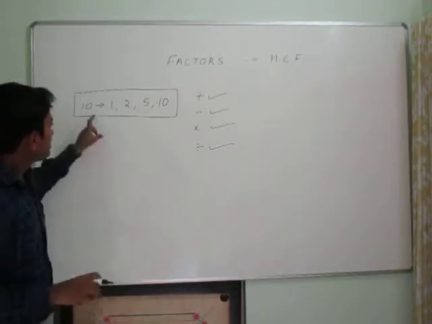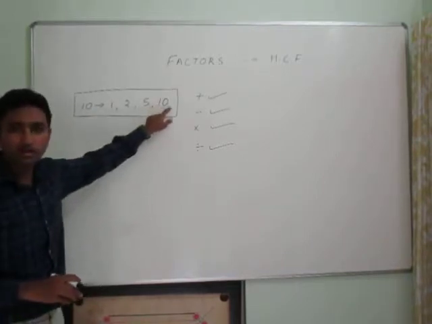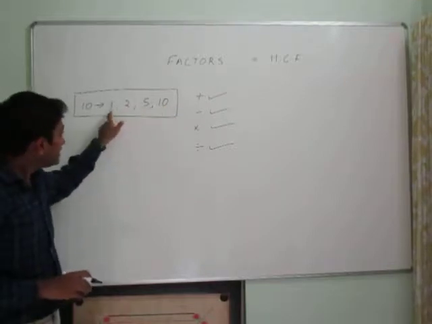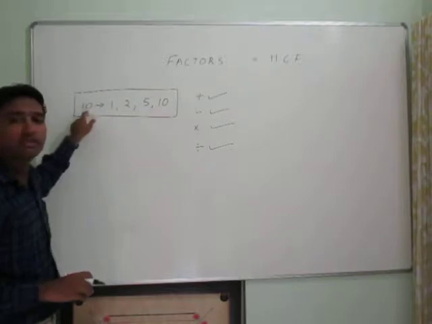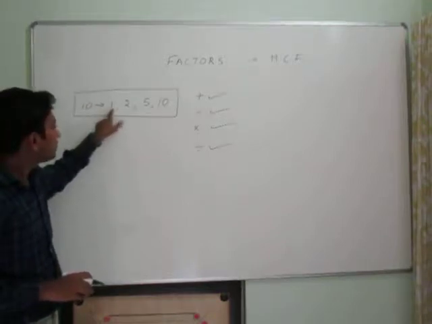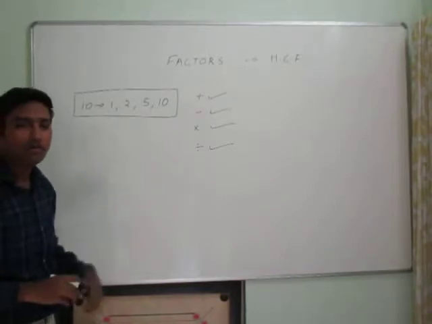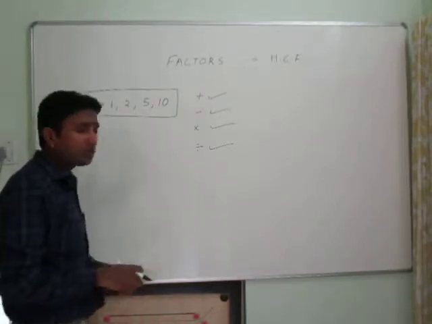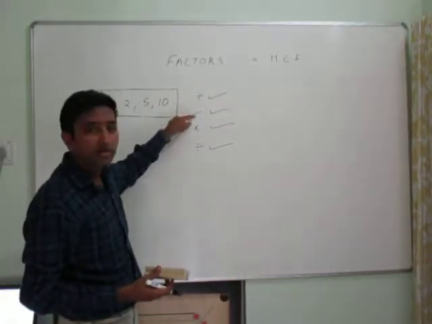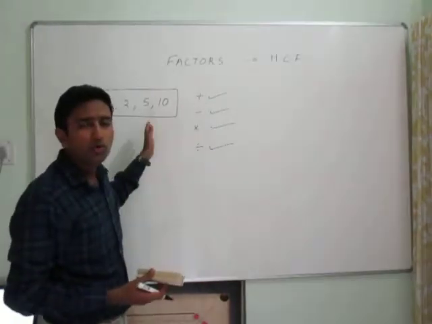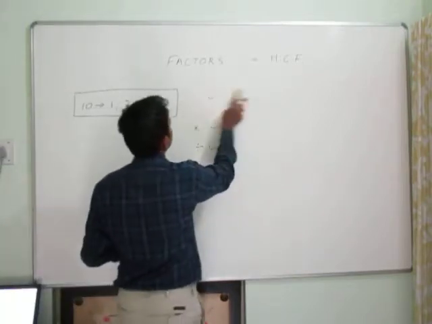Now 10 is divisible by 1, 2, 5 and 10. These numbers are called factors of 10. The numbers 1, 2, 5 and 10 are called factors of 10. So therefore I told you, if you know addition, subtraction, multiplication and division, you know what is factors. It's as simple as that.